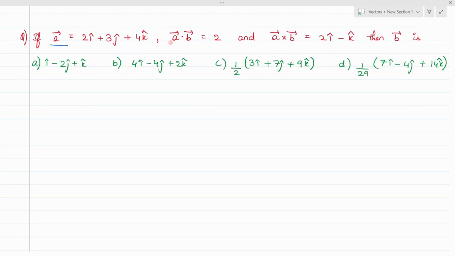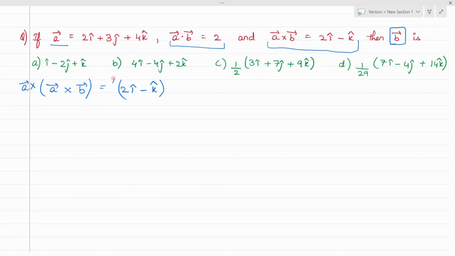A vector is given and A dot B value is given and A cross B value is also given. We need to find the B vector. So let's take A cross B, that is given as 2i cap minus k cap. So let's multiply on both sides with vector A, that also using cross operator. So here it becomes A dot B into A minus A dot A into B.